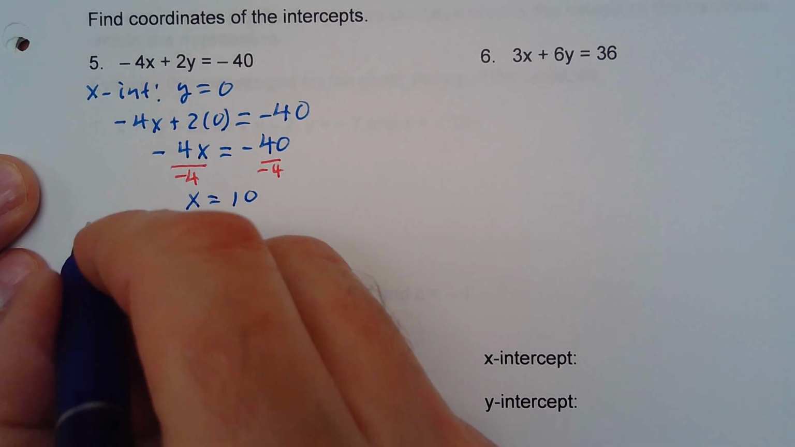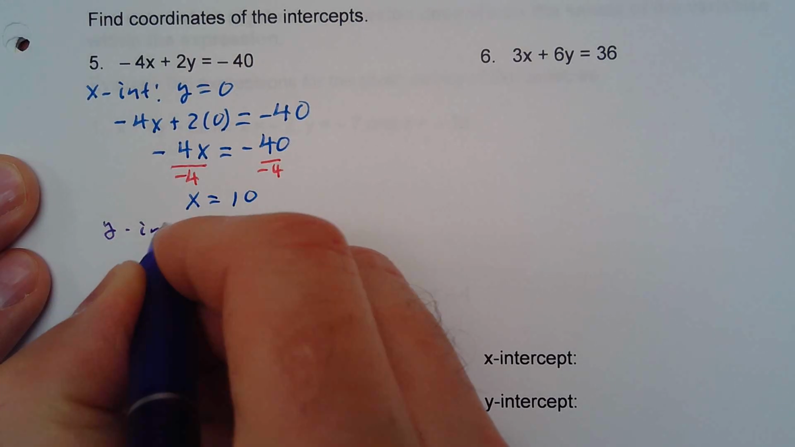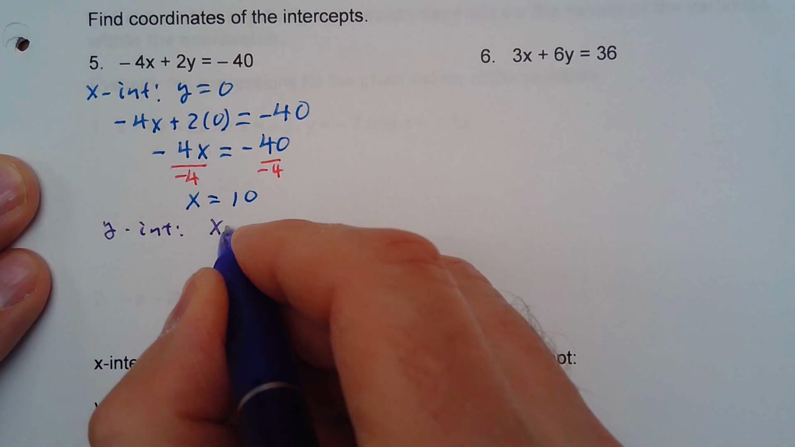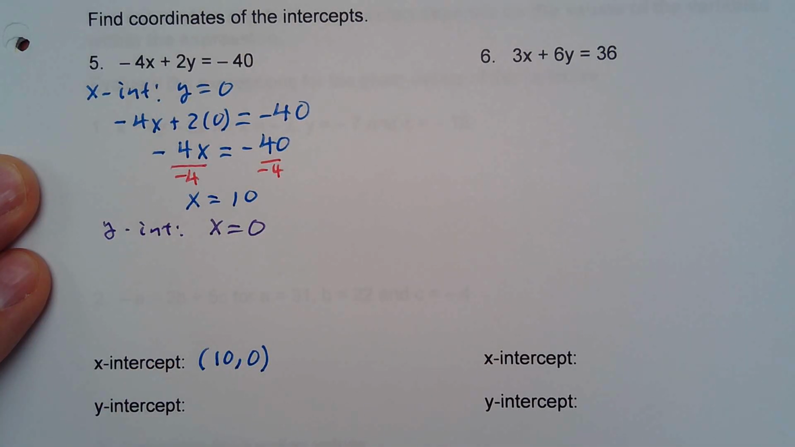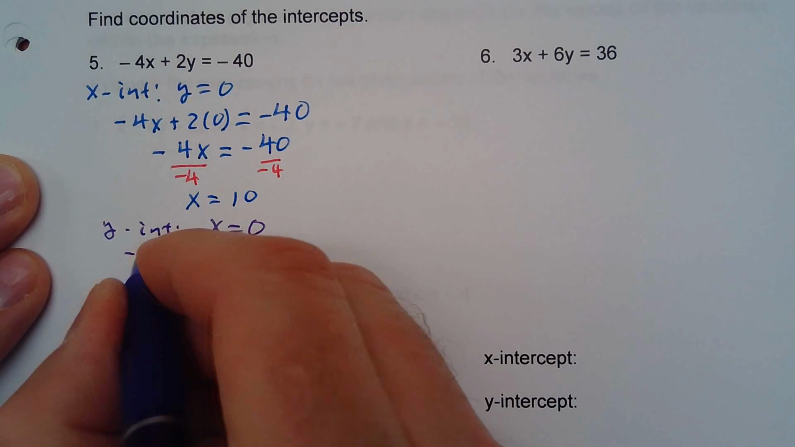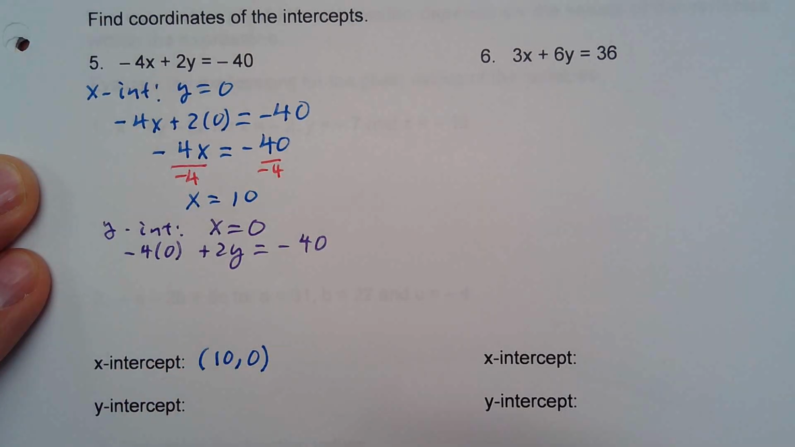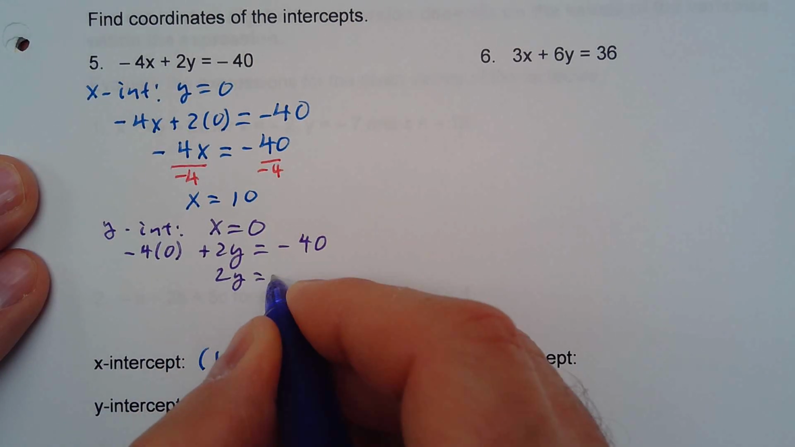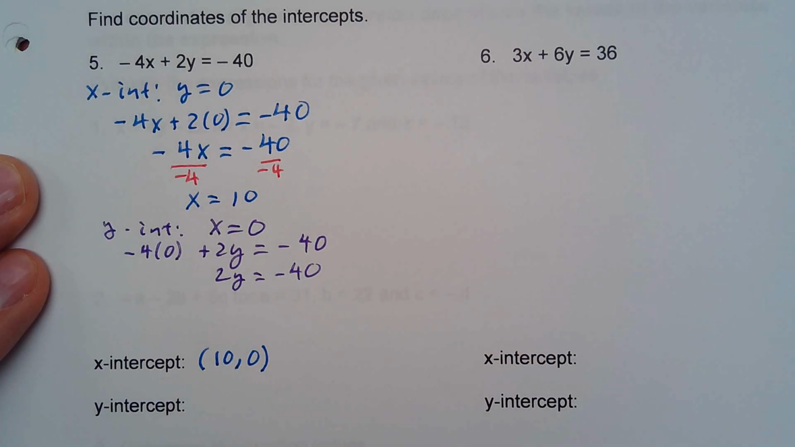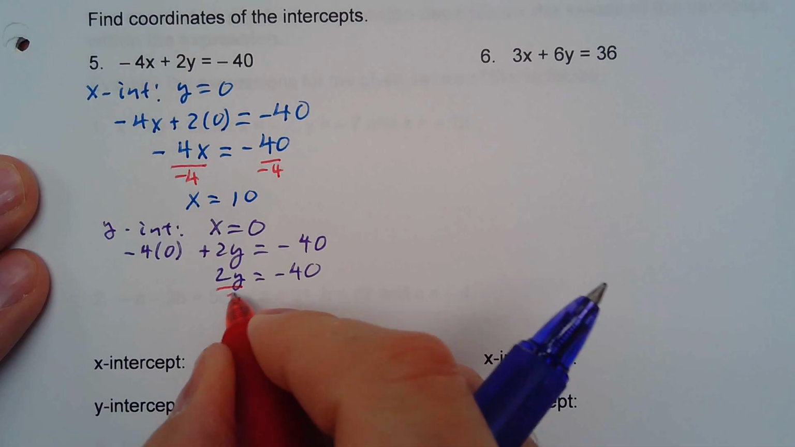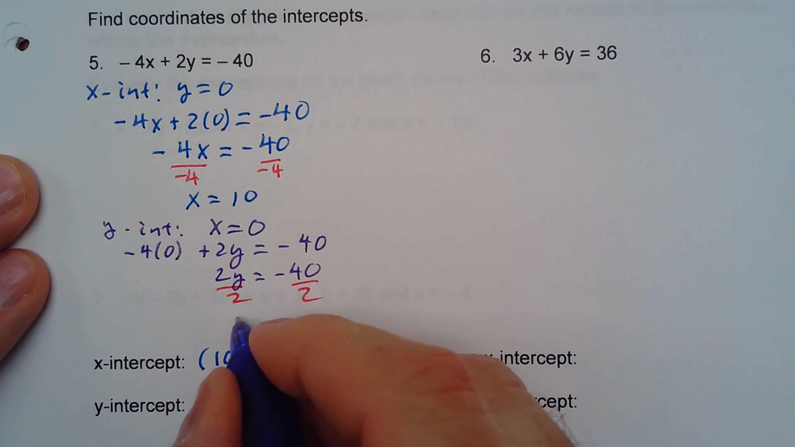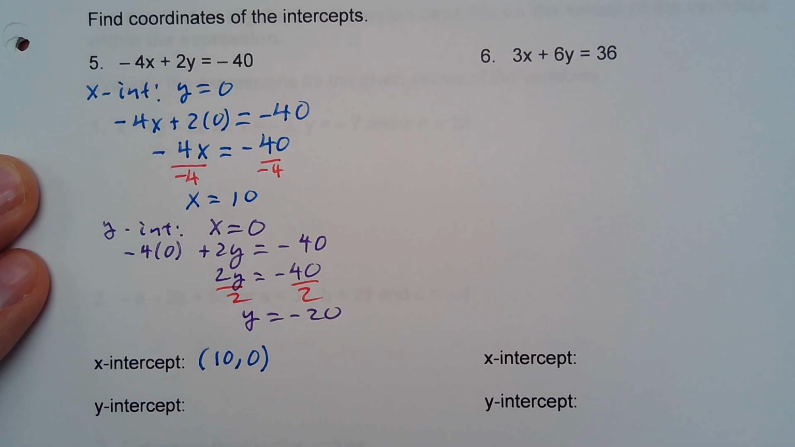Let's go after the y-intercept. Here I'm going to set x equal to 0. And when I plug that in, that's going to leave me with 2y equals a negative 40. We're going to divide both sides by 2. Gives us y equals a negative 20. So my point here is going to be 0, negative 20 for my y-intercept.